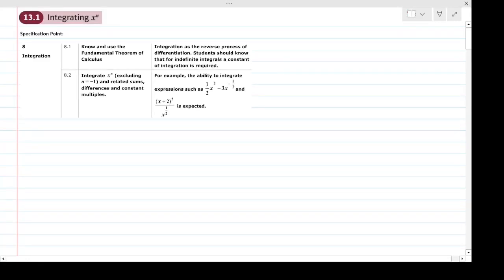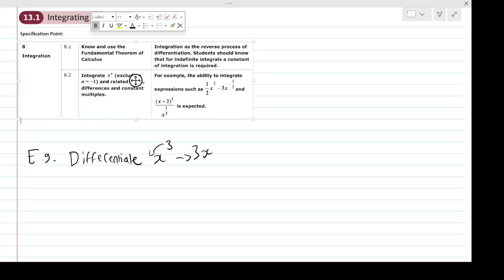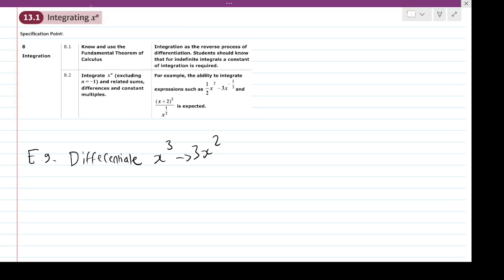Hello, so in this video we're going to look at introducing something called integration. Last time we looked at differentiation. As an example, let's say we want to differentiate x to the power of 3. Basically the power comes to the front, so it'd be 3x, and then we subtract one from the power, so it would be squared. That would be the derivative of x cubed.